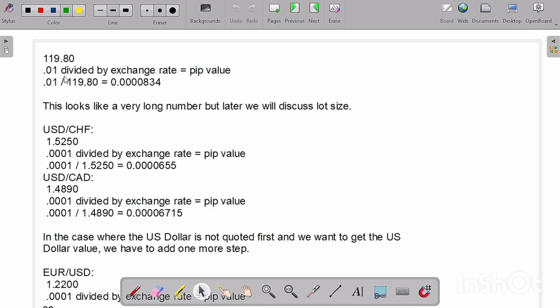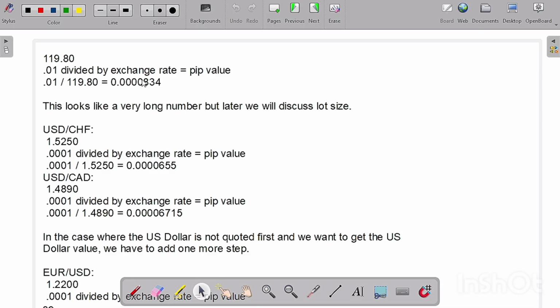So you take the decimal places, the place value, and you divide by the exchange rate to get the pip value. This is what we're going to do. The decimal places are 2, so the place value is 0.01 divided by the rate, which is 119.80.